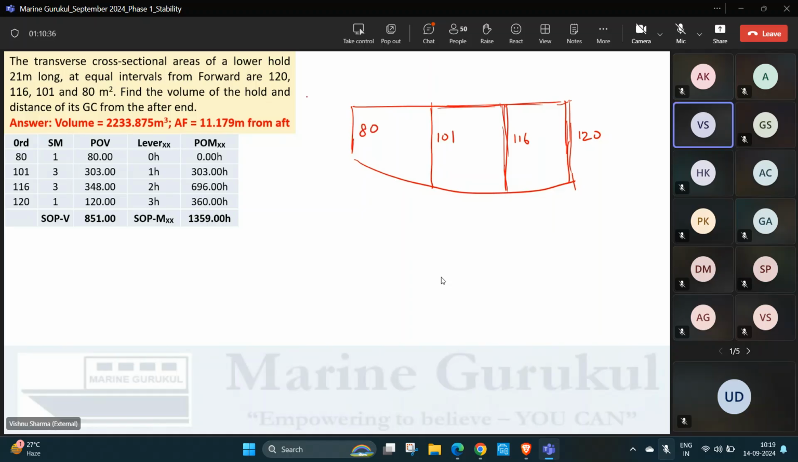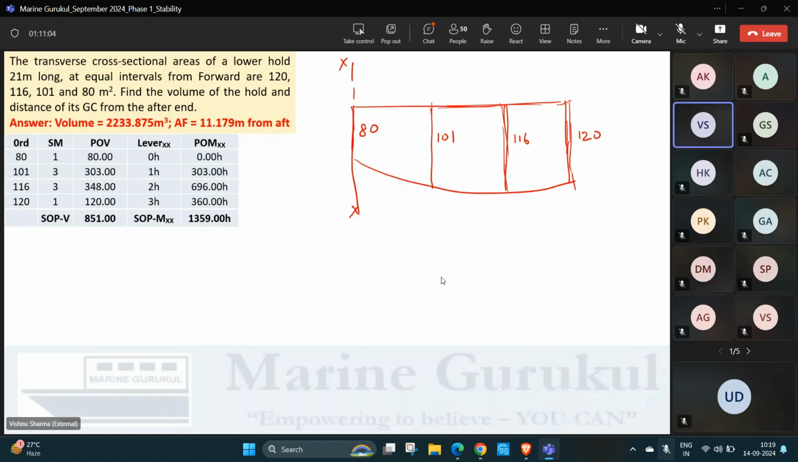He wants the GC from the after end. After end is which one? These are from forward. This is the aft end. And now don't call it the after perpendicular. You can call it XX or YY. Why? Because this need not be the after end of the ship. This can be a forward hold also, right? So we can't call it the after perpendicular. We'll call it the aft end of the hold. You can represent it as XX, YY, ZZ, whatever you want.